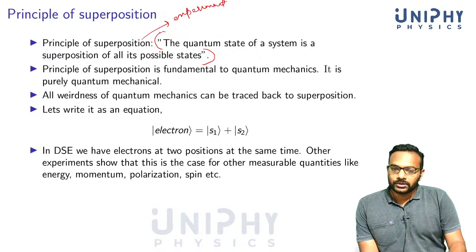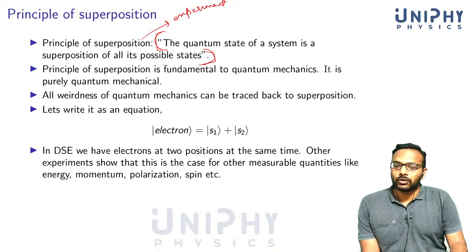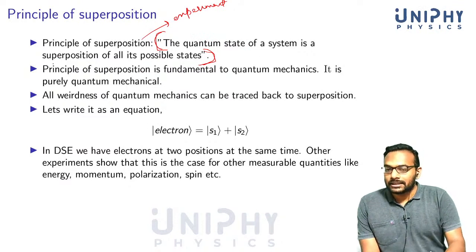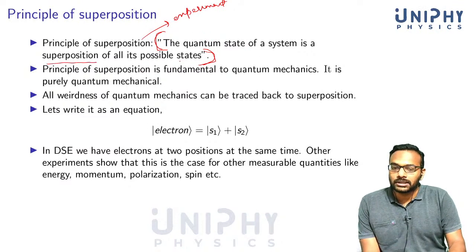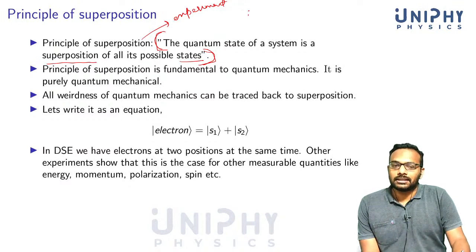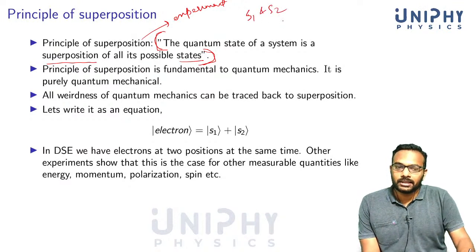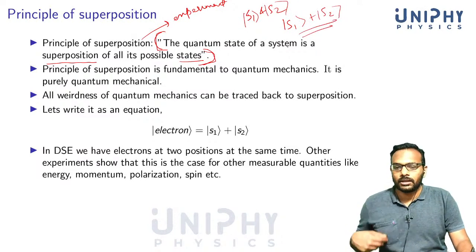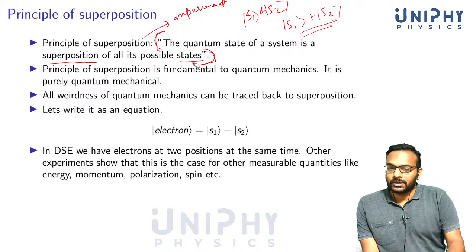The principle of superposition, we can take it as a postulate, and we will say that the quantum state of a system is a superposition of all possible states. The quantum state could be a position state, an energy state, a momentum state, or polarization. All the experiments point to this fact. The quantum state of a system is in a superposition of all its possible states. So if there are possible states S1 and S2, it can be in a state called S1 plus S2. This is what we mean by superposition, being in two states at the same time. Now, the principle of superposition is fundamental to quantum mechanics.